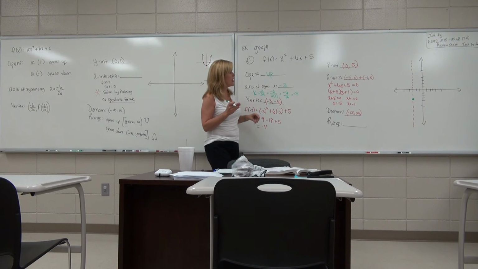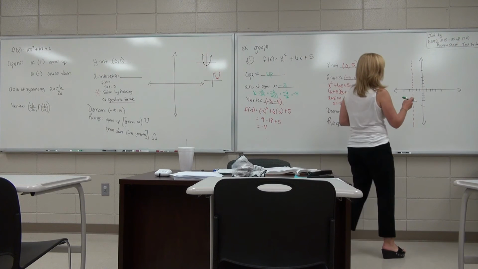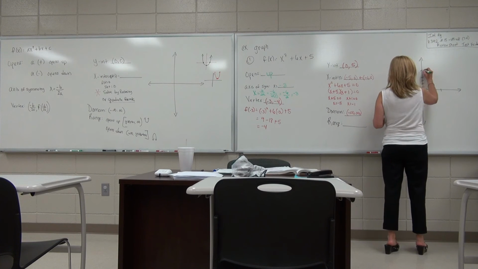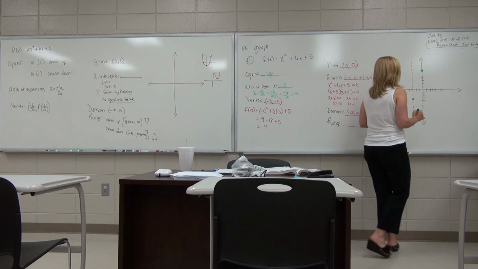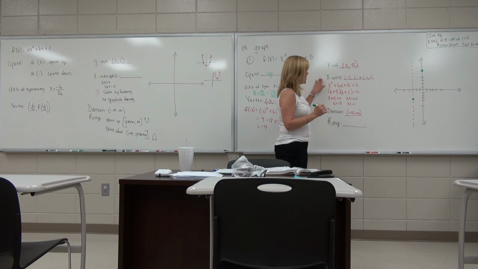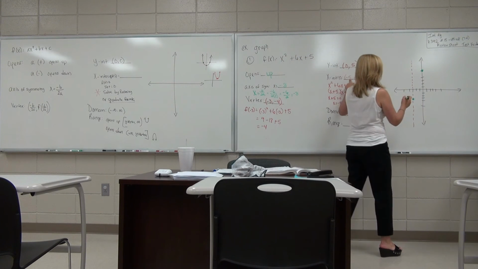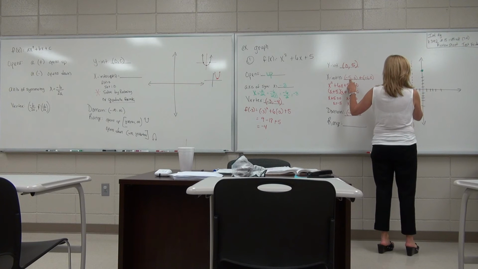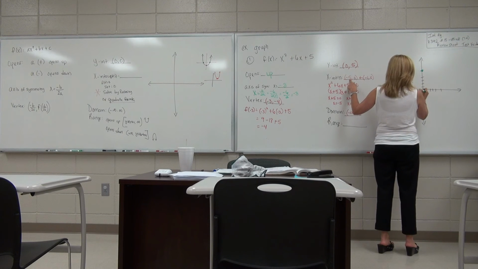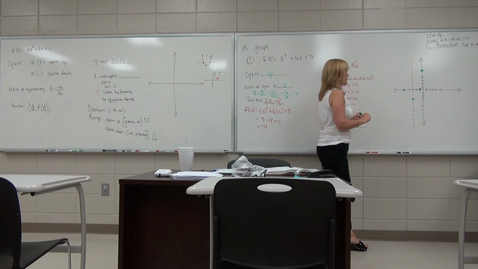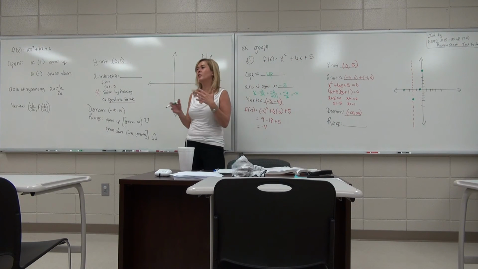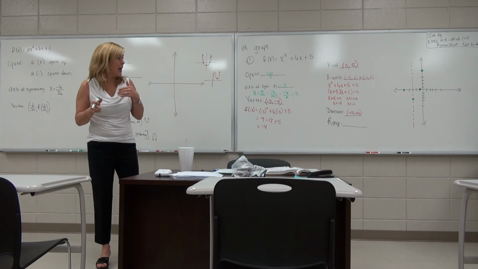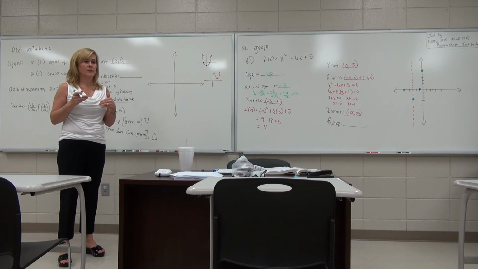My y-intercept is at 5. I skipped up some here. My x-intercept is at negative 5. 1, 2, 3, 4, 5. And negative 1. So I've got everything plotted. I filled in every blank in order as they come in the problem.